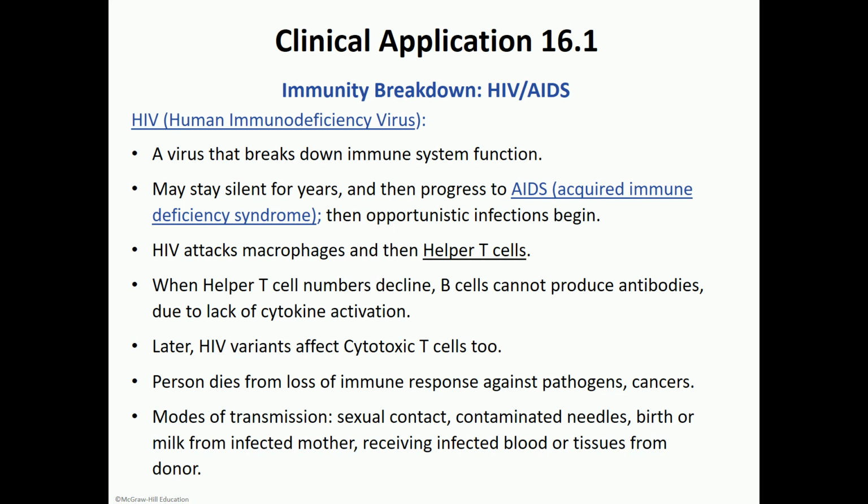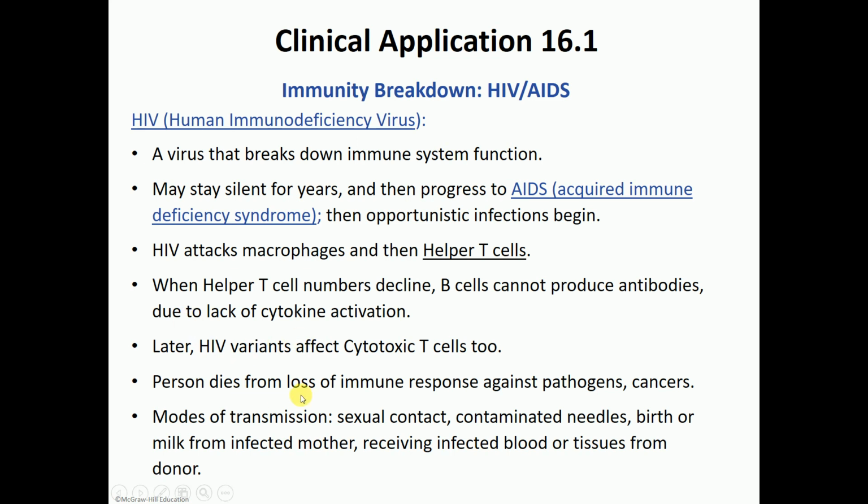So if the helper T cell is damaged, well, we kind of lost the activation of the rest of the cells. It also attacks macrophages, and that was one of the antigen presenting cells. And you could see how that would affect the immune system as a whole.